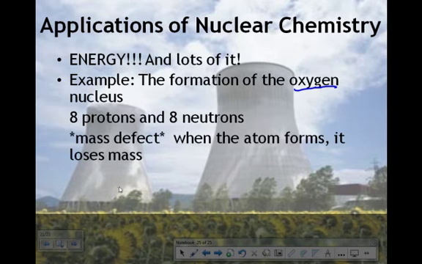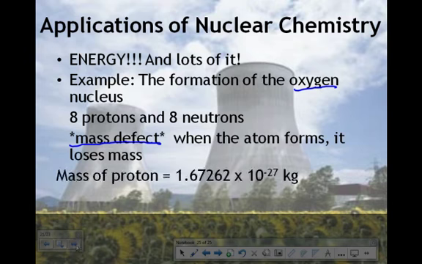There's a phenomenon known as the mass defect, that when an atom forms, it loses mass. So let me show you what we mean by this. The mass of a single proton is 1.67262 times 10 to the minus 27 kilograms. Very tiny mass, but about 1,800 times larger than the mass of an electron. So it is significant. We're going to have 8 of these in an oxygen atom.